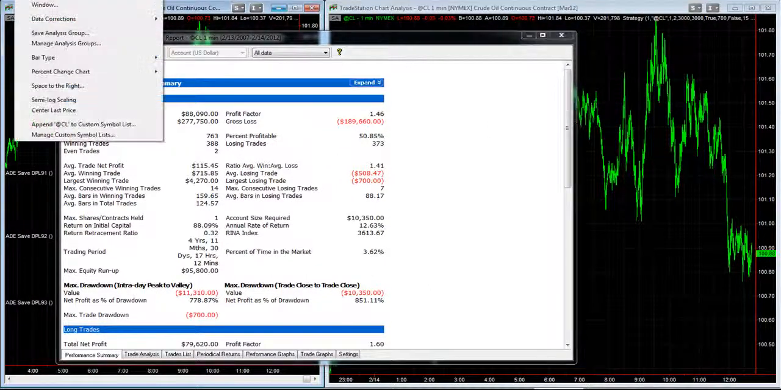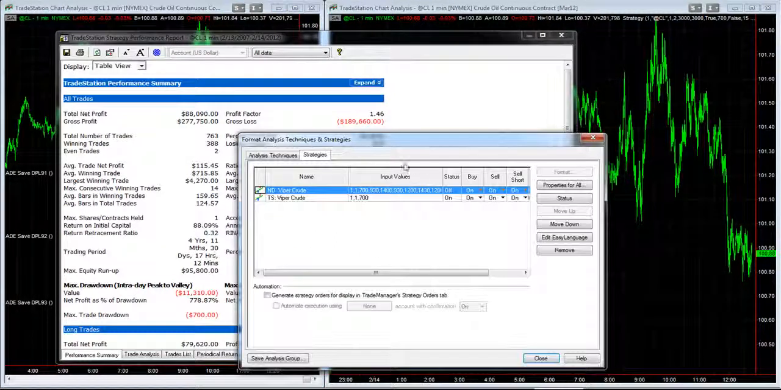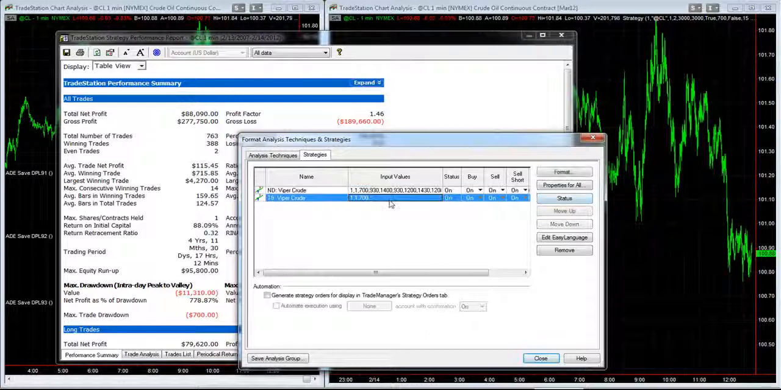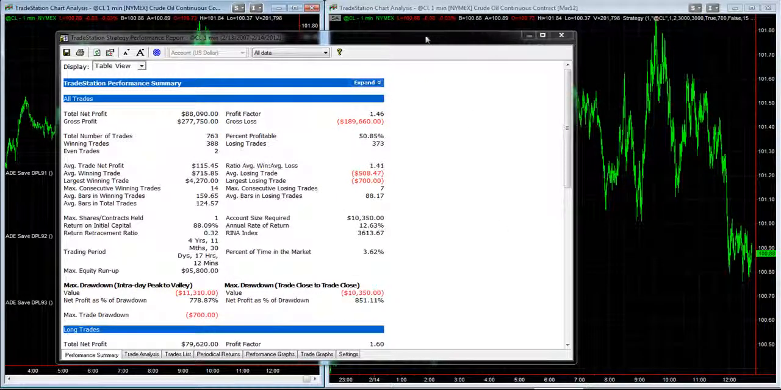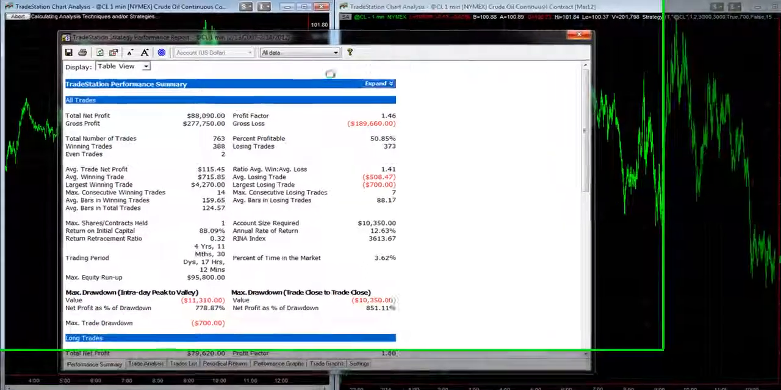And so we want to take a look. I've upgraded this a little bit to balance out the long and short parameters, but in general the parameters for the short side require a greater range than for the long side. And so this performance summary is updating here.